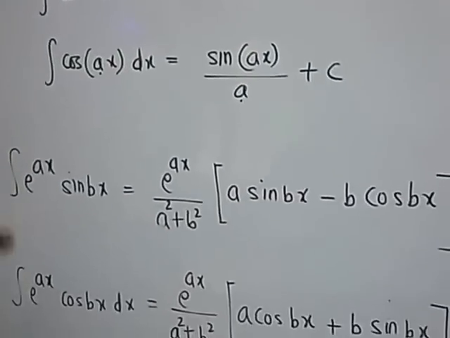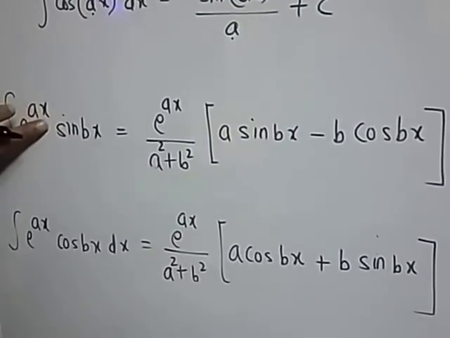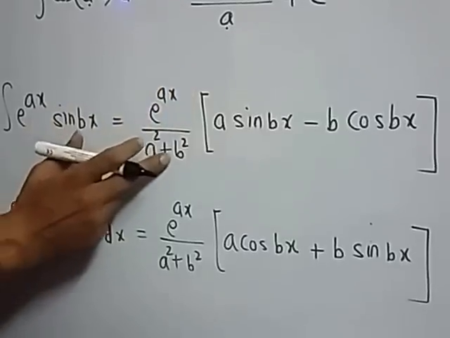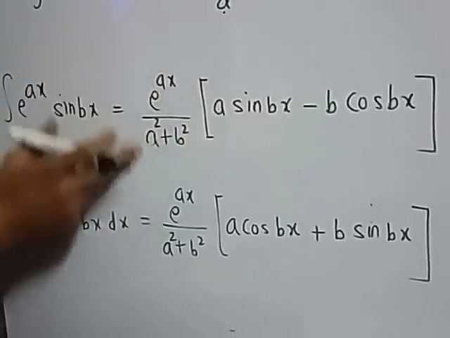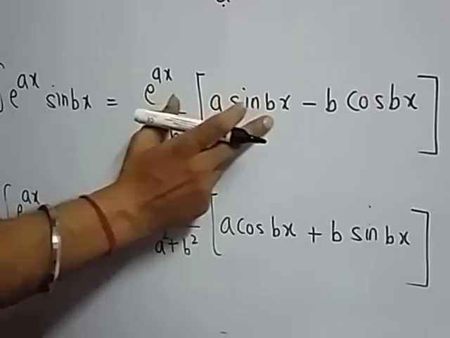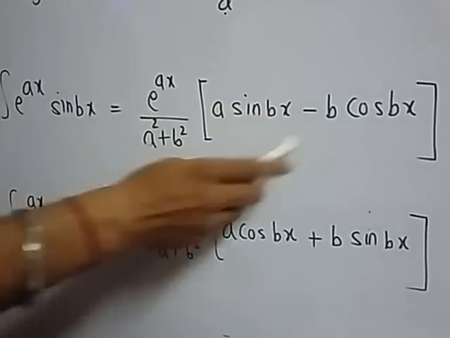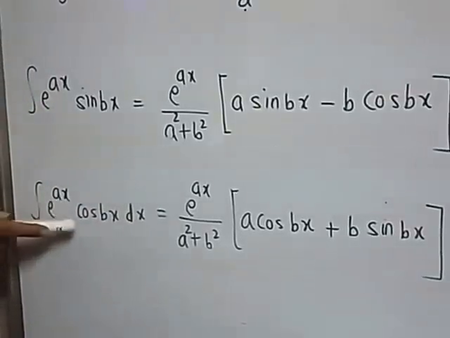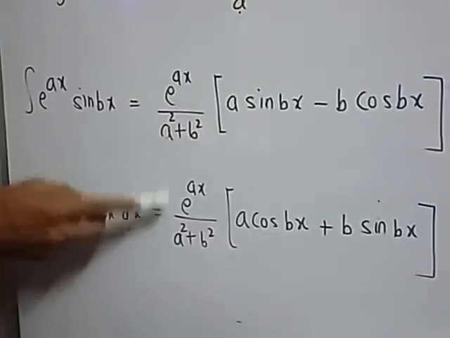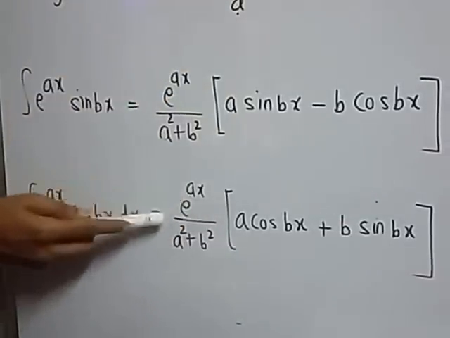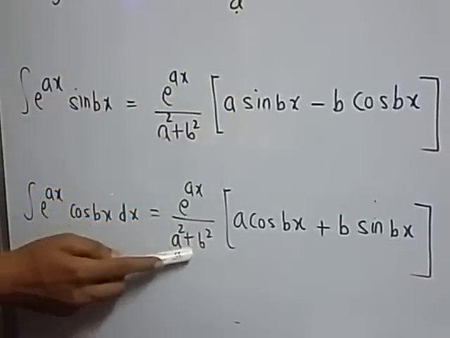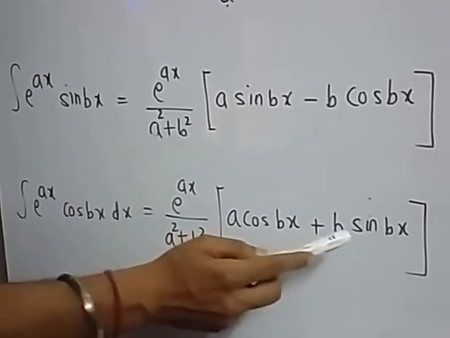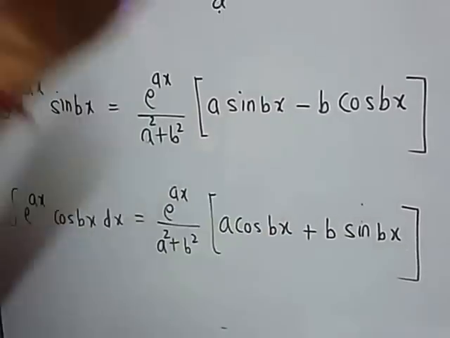Now look at these two big ones. Integral e raised to ax sine bx equal to e raised to ax divided by a square plus b square into a sine bx minus b cos bx. Next one, integral e raised to ax cos bx dx equal to, see this outside term is the same, e raised to ax divided by a square plus b square into a cos bx plus b sin bx.